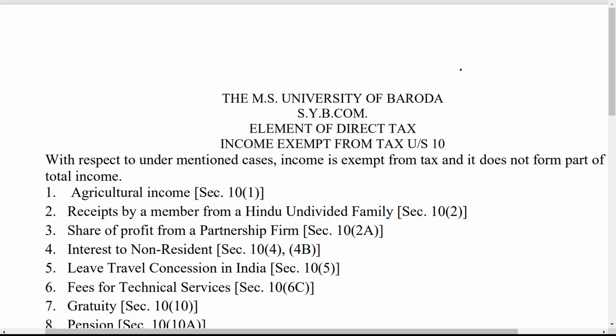Here you have to remember, if agricultural income is outside India, that means the land is situated outside India, then in that case it is taxable. Now the exemption is not available. So the exemption is available only when the land is situated in India, then only agricultural income is exempt under section 10 subsection 1. Now receipt by a member from a Hindu undivided family, section 10 subsection 2.